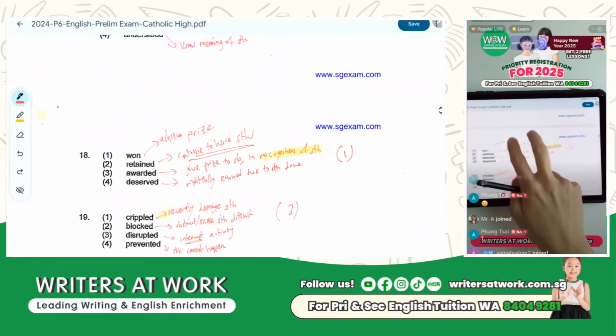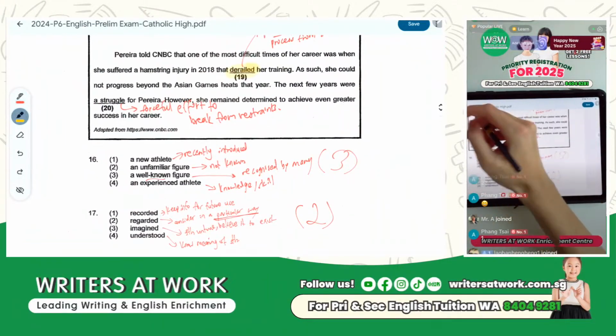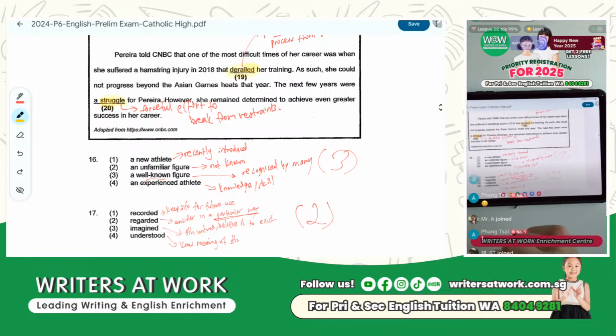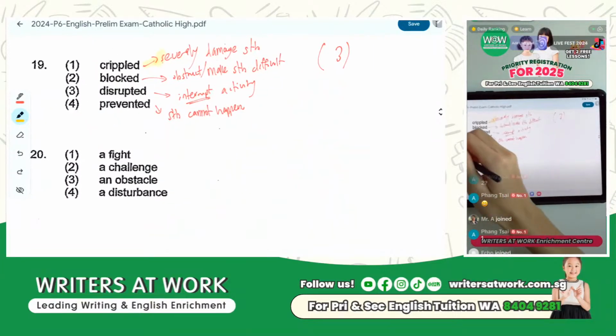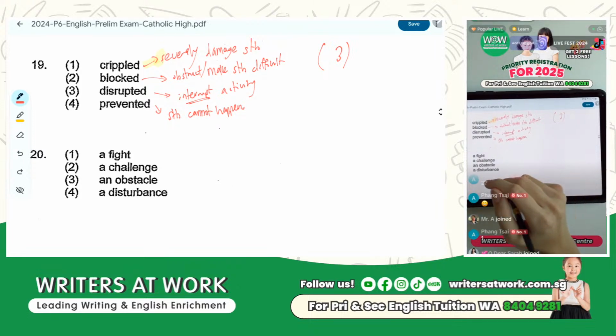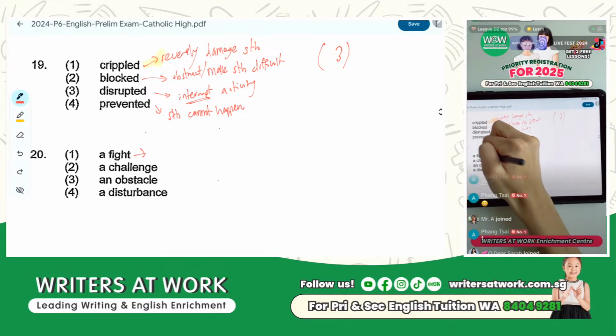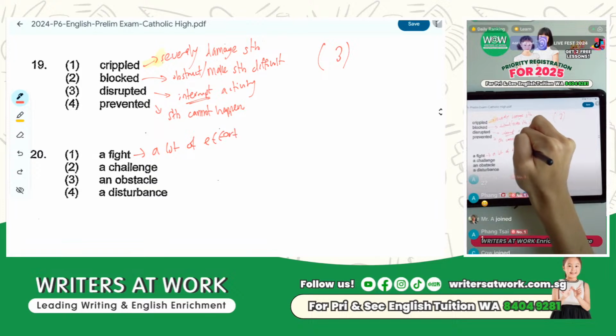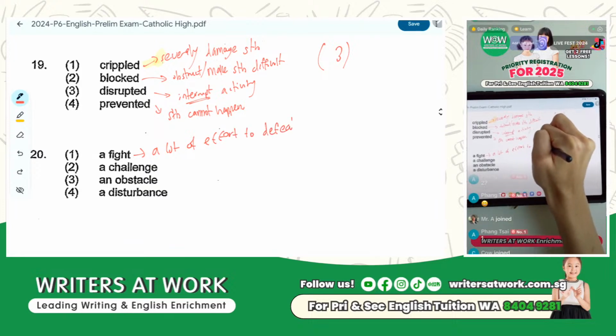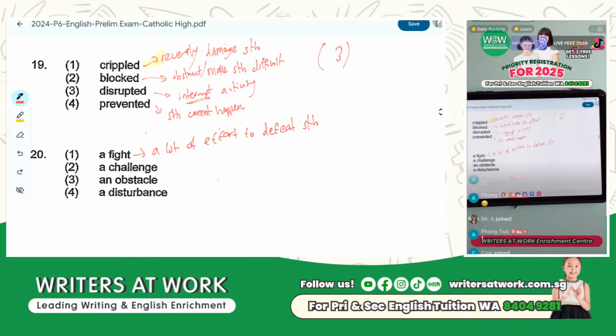Lastly, question 20 is the word struggle, which means that you're trying to put in a lot of effort in order to break free from some kind of limitation. Okay, first option here is fight, which means that you put in a lot of effort to defeat something. Okay, so there's this idea that you are trying to overpower somebody else.